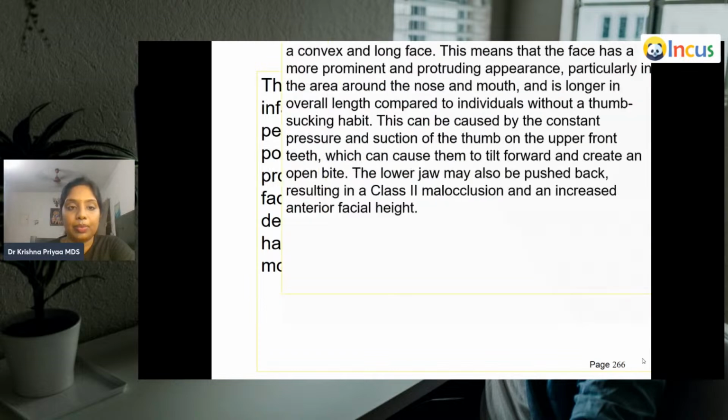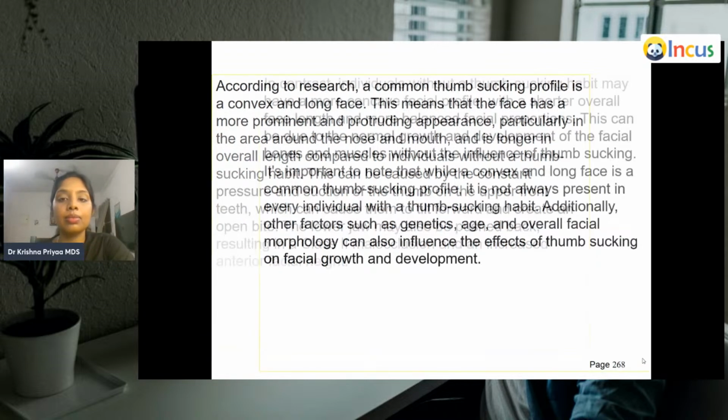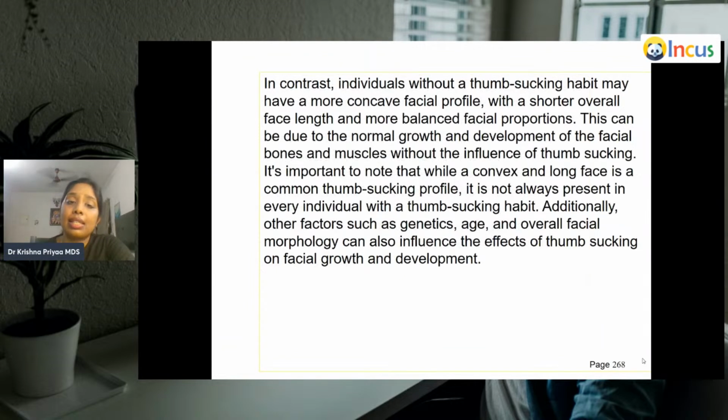Usually, thumb sucking is convex with a long face because of downward rotation of the mandible while we are keeping our thumb inside the upper jaw, which in turn will increase the lower anterior facial height, thereby making our face long, and our chin will go back, therefore making it convex. Sometimes patients with thumb sucking may also have a concave profile and a short overall face length and a more balanced facial proportion. It's not more common, but it can also happen.